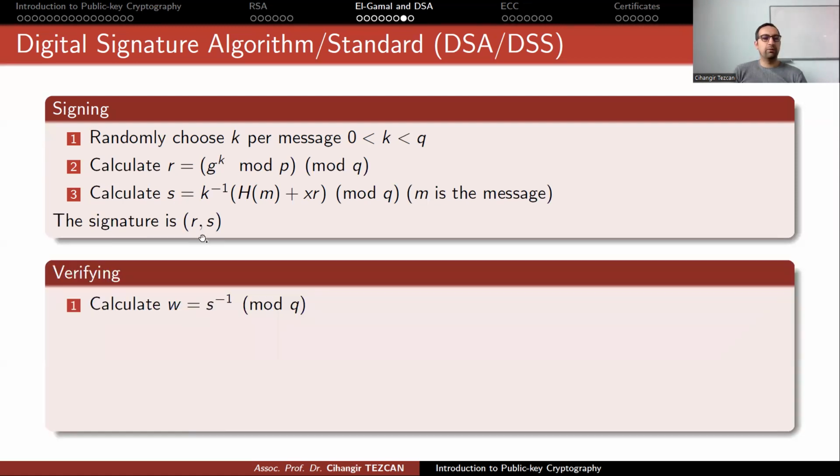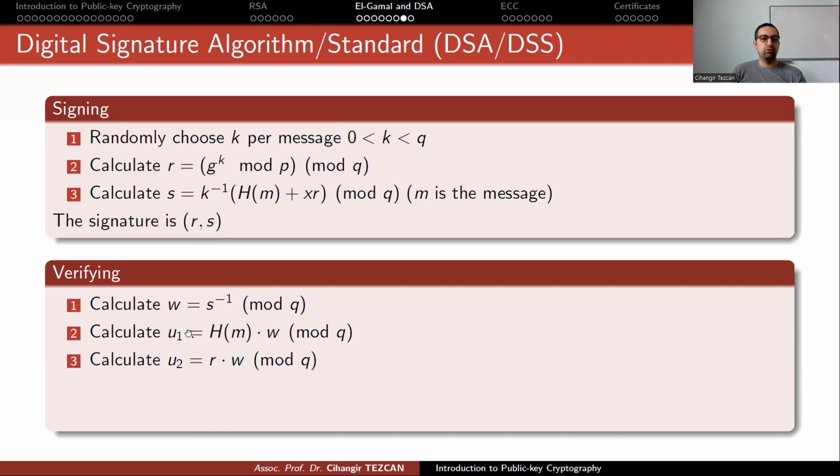Now everybody needs to verify this. So what they do is as follows, they take the S and calculate the inverse of it. Again, you can use extended Euclidean algorithm for these inverse operations. Since the message is not secret because this is not an encryption algorithm, they know the message. So in cryptocurrencies, this is the transaction you sign. They also calculate the hash of it, multiply it with this value, and they say that this is U1. Calculate R times W. R again comes from your signature.